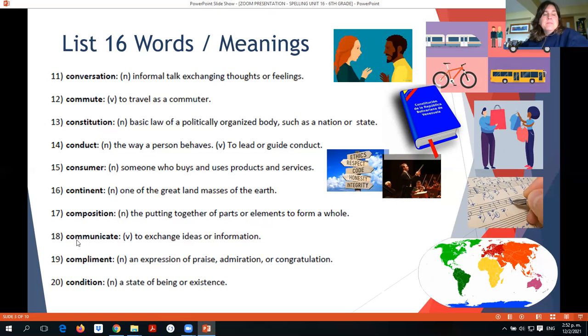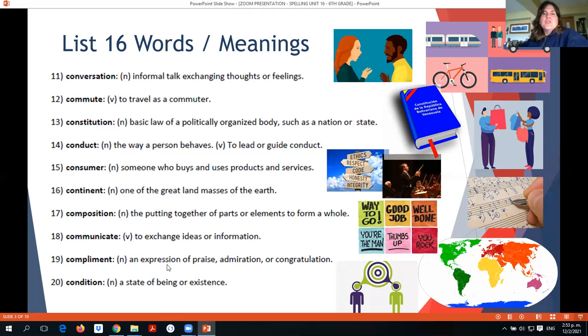Number 18, communicate, prefix com, is a verb. It means to exchange ideas or information. Number 19, compliment, prefix com. It's an expression of praise, admiration, or congratulation. A nice expression that puts you in a good mood. For example, when somebody tells you good job, way to go, well done, very good, excellent. Okay, so those are compliments.